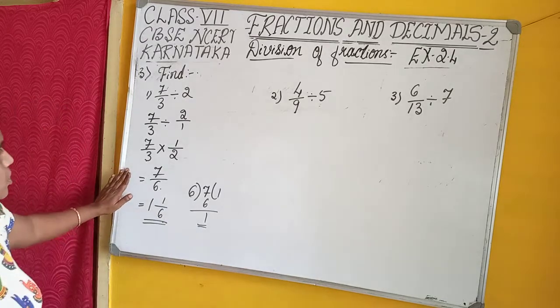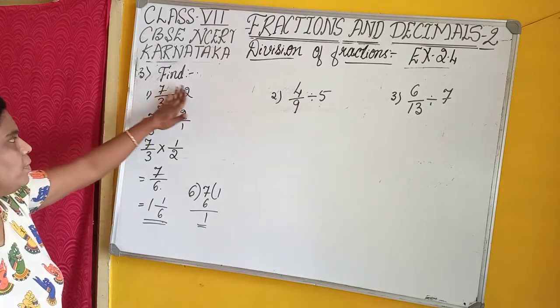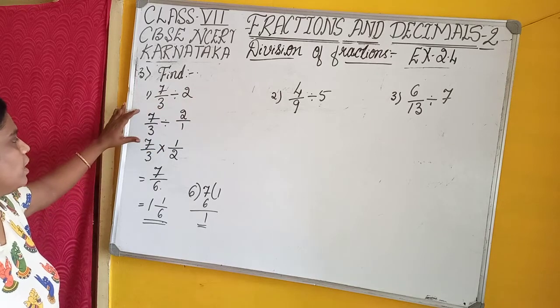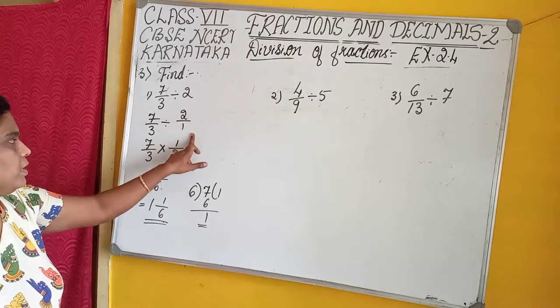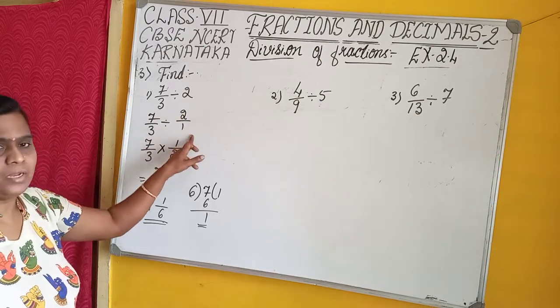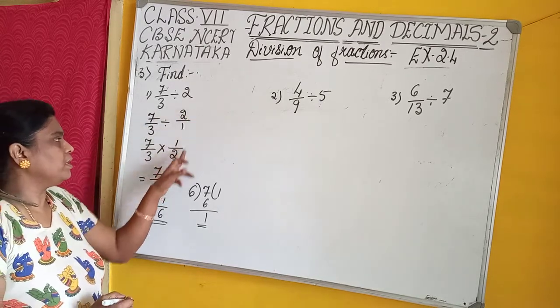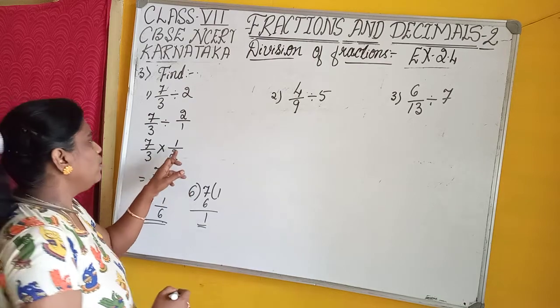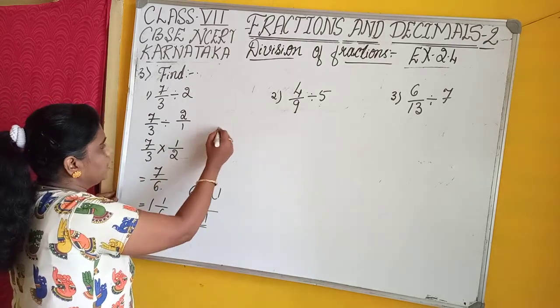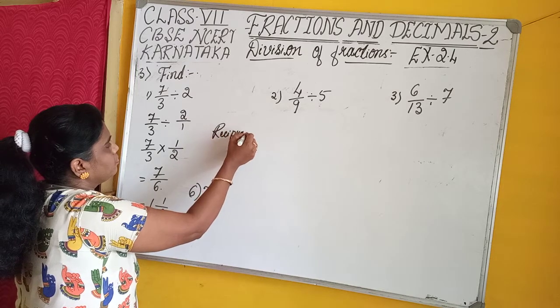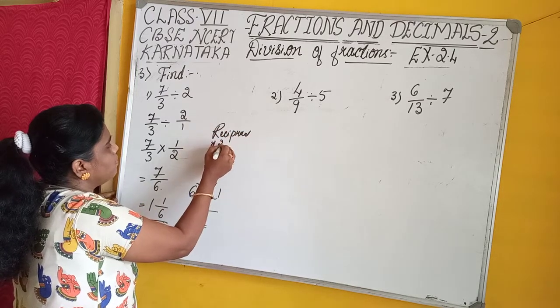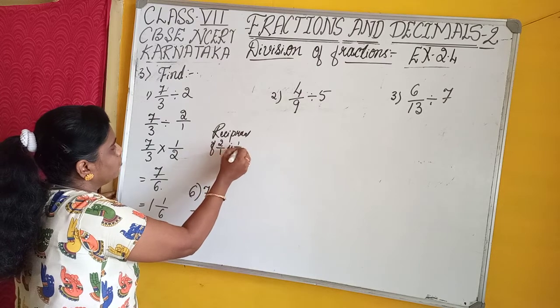Okay students, understood? While dividing a fraction by a whole number, the fraction is multiplied by the reciprocal of 2 by 1. In the reciprocal, the numerator becomes the denominator and the denominator becomes the numerator. The reciprocal of 2 by 1 is 1 by 2.